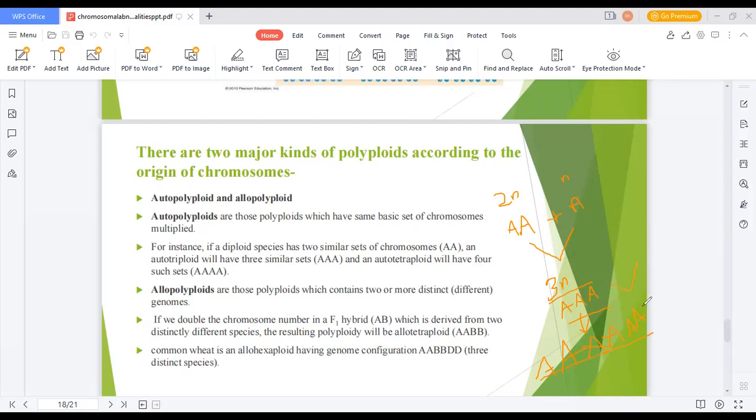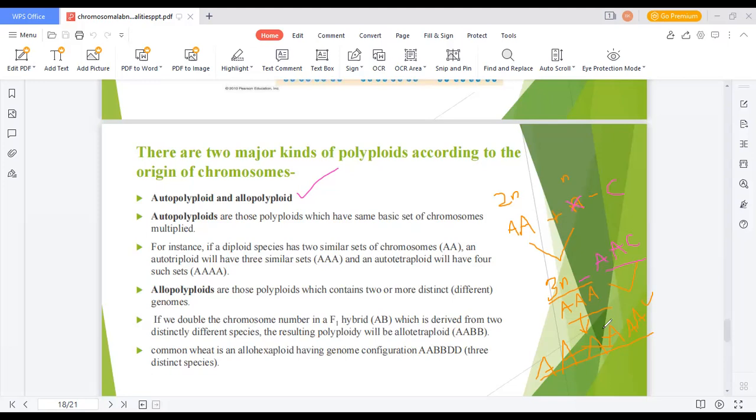What is that? Autopolyploid. If this diploid organism, the diploid gamete, combines with a normal gamete which shown another genome, for example, instead of A, you can write C. Then we are getting triploid, but the genomes are different. AAC. So AAC is what type of polyploid it is? Allopolyploid. So a polyploid containing a number of sets of chromosomes, but all are similar genome, that is the autopolyploid.